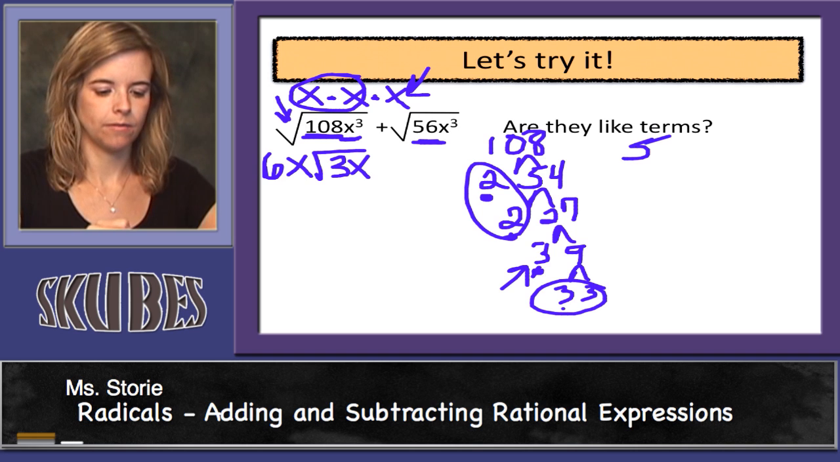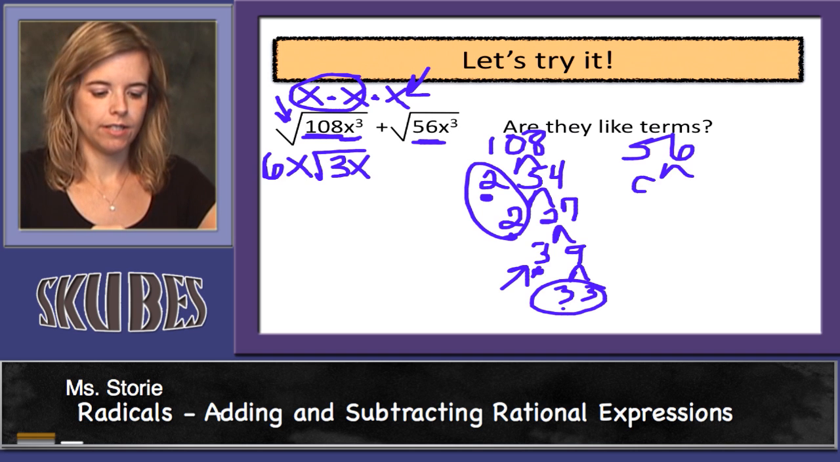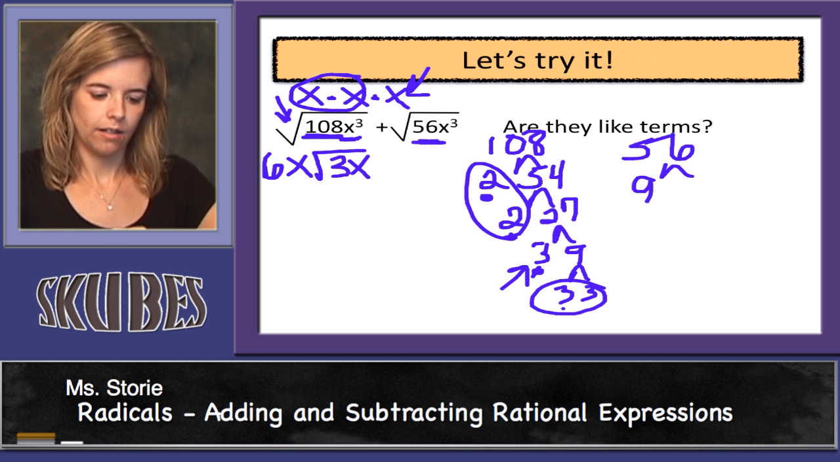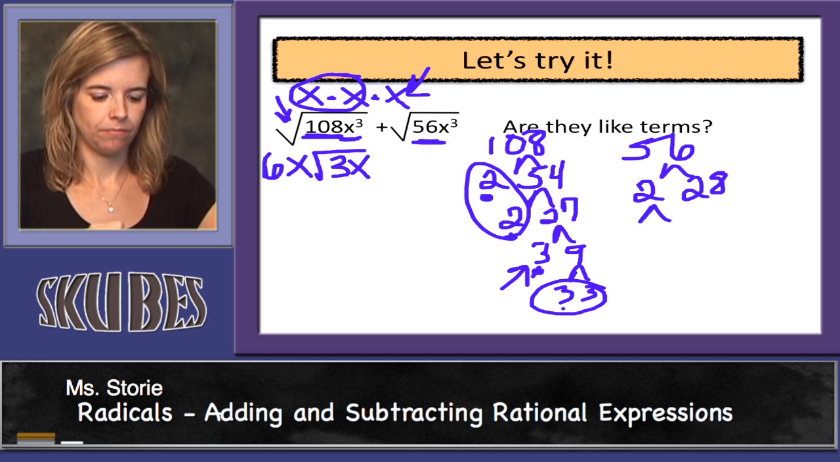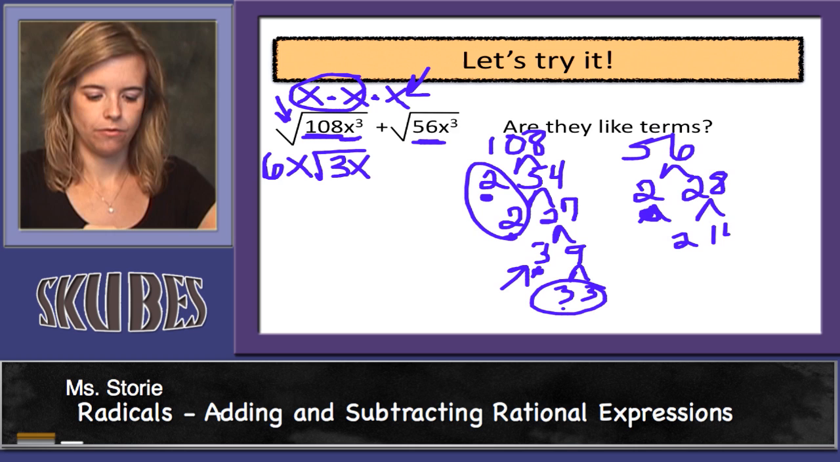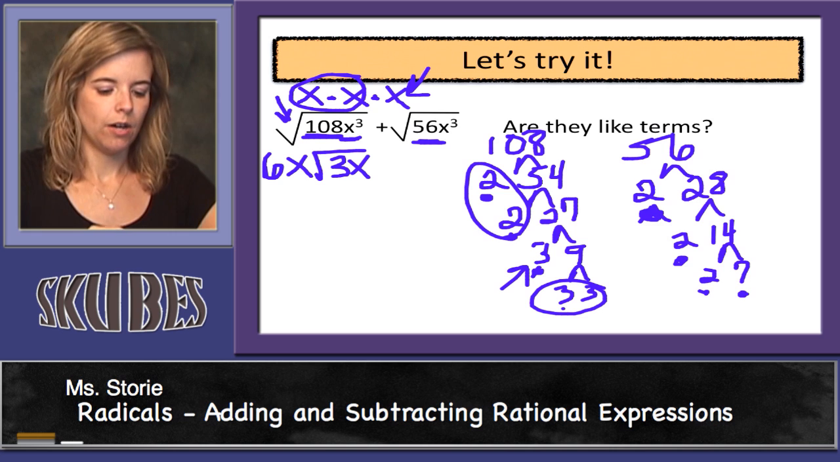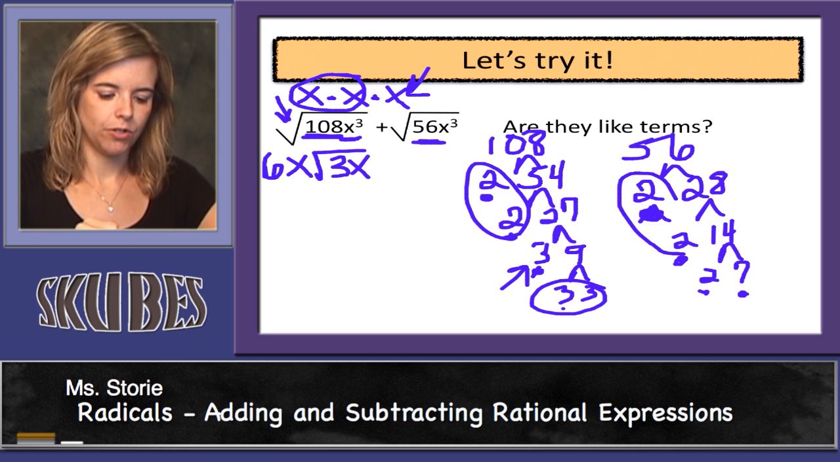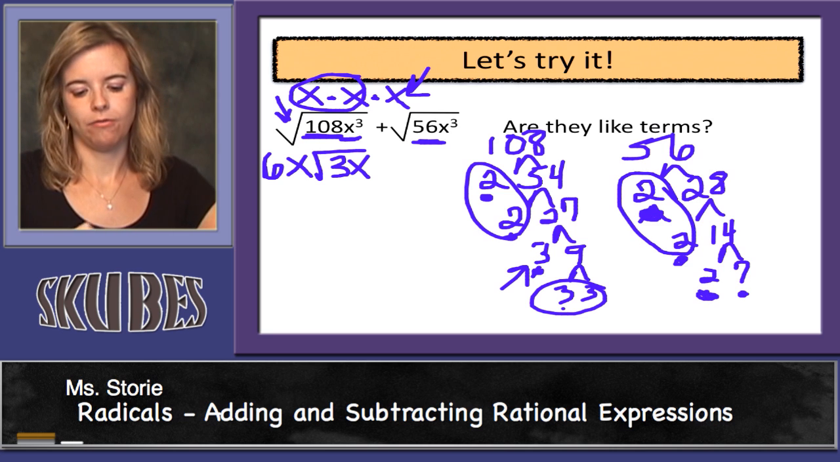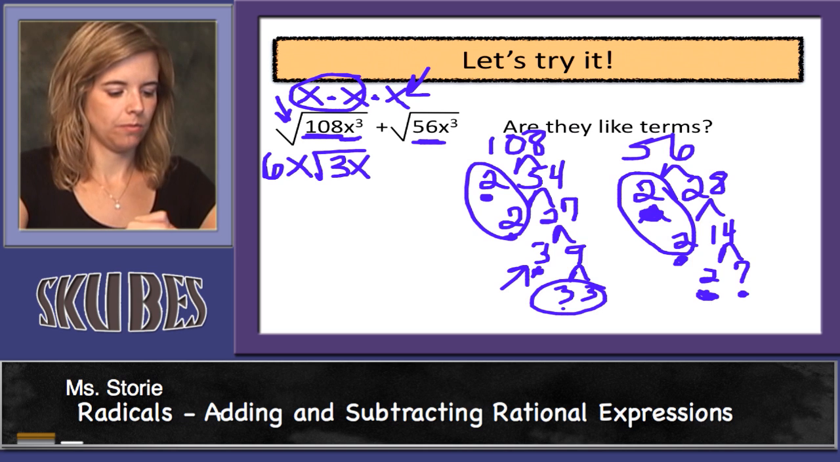Now let's look at 56. 56, we can have 2 go into 56. And let's see, it'll go in 28 times. 2 is prime, so we can stop there. And then it's 2 and 14, another prime number. And then 2 and 7, and those are both primes as well. Now, we're looking for pairs, so we have a pair of 2s, and then we have leftover guys that don't have a pair to them.